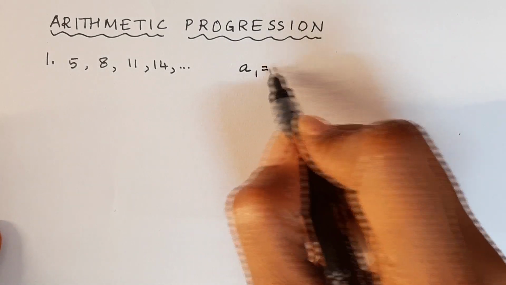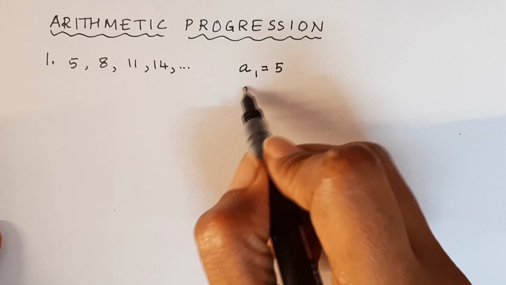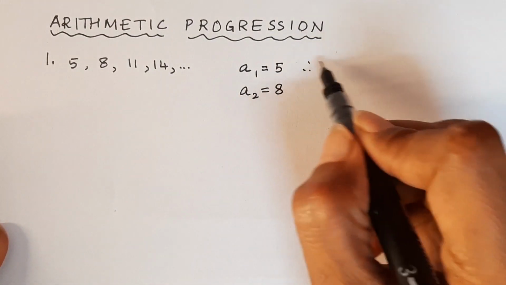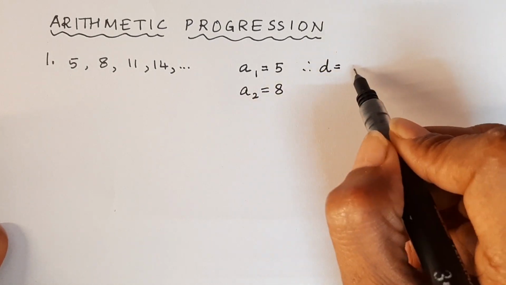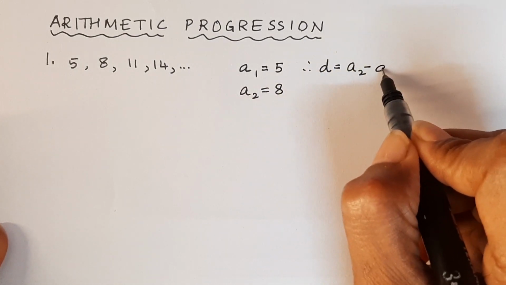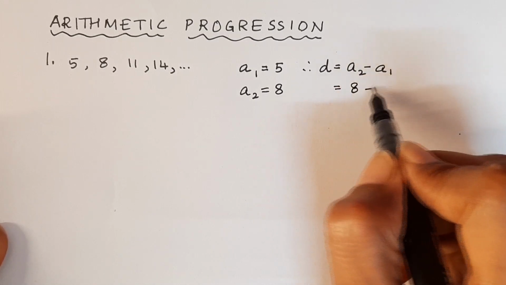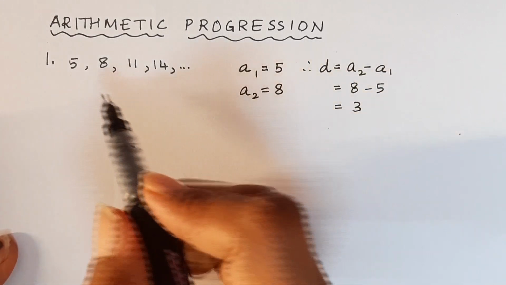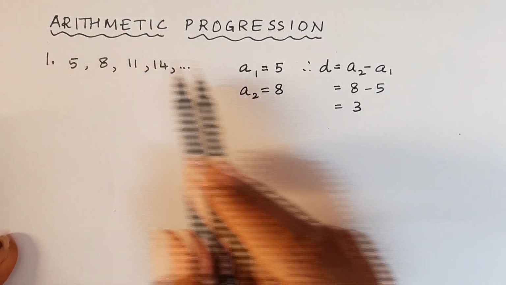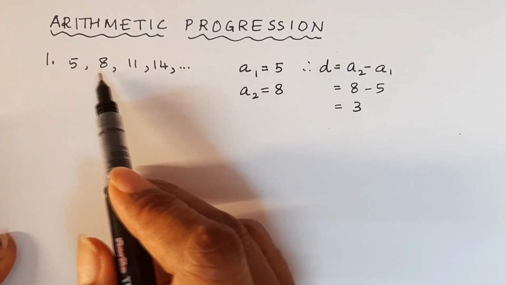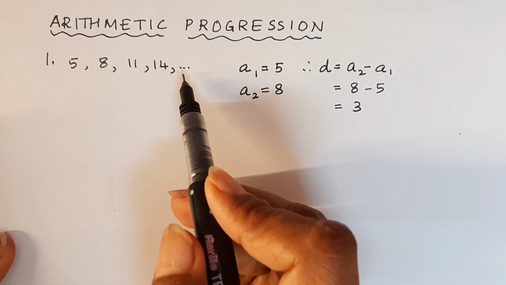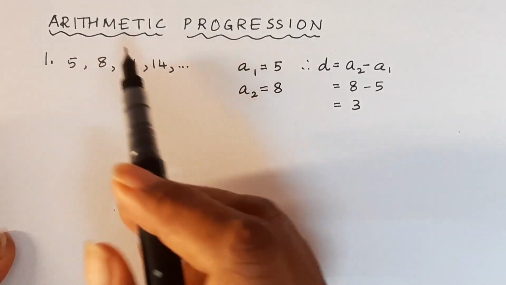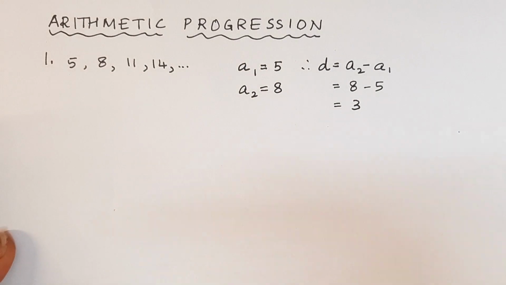Now A1 over here is 5. A2 is equal to 8. And so the common difference D is equal to A2 minus A1, which is 8 minus 5, which is equal to 3. So we understand that if I have a group of numbers which will have the same common difference, then that group of numbers forms a sequence which is called as arithmetic progression.